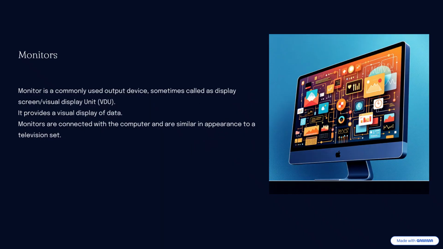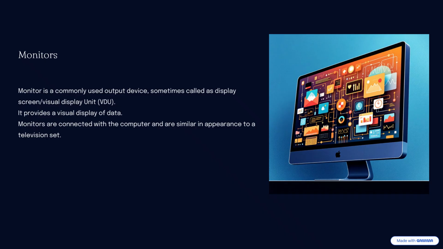The first example of an output device is the monitor. A monitor is a commonly used output device. Sometimes it is called the visual display unit. It provides the visual display of the data. Monitors are connected to computers and are similar in appearance to a television set.